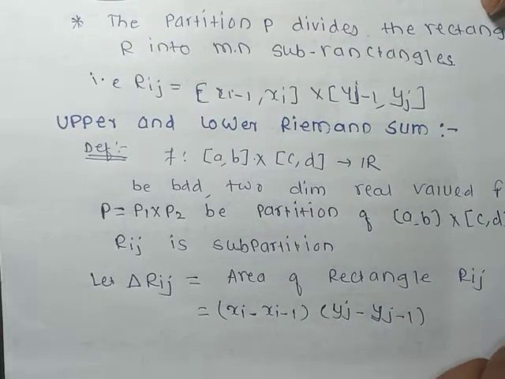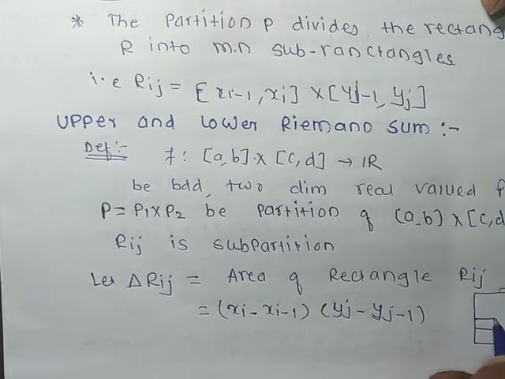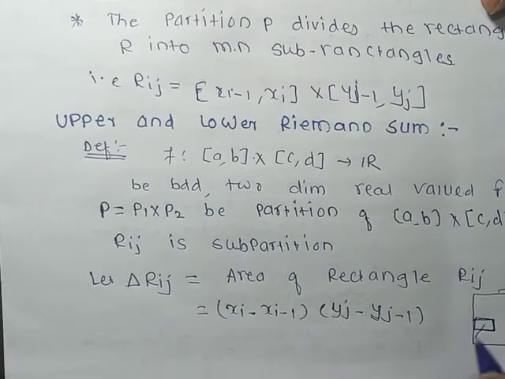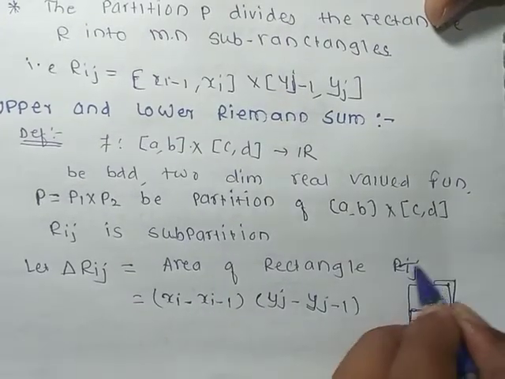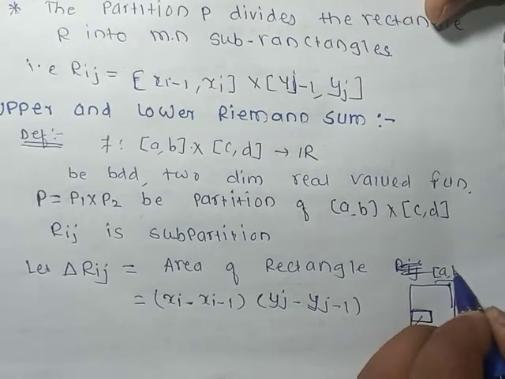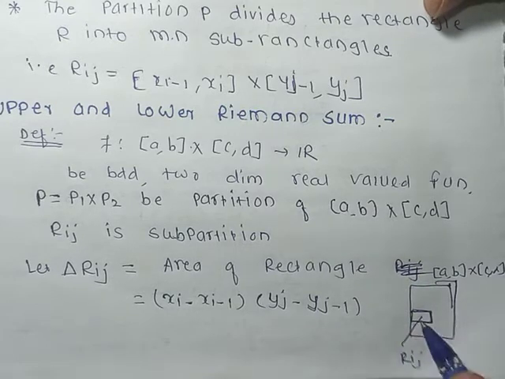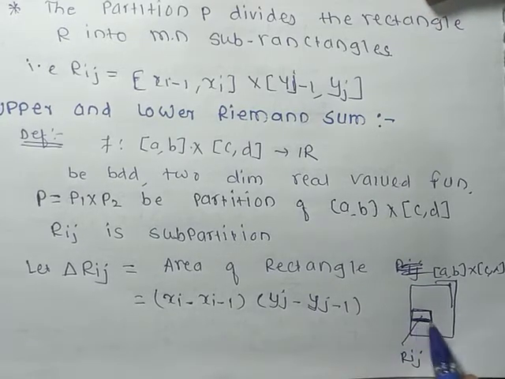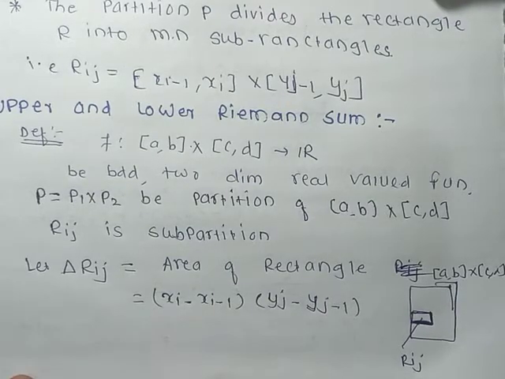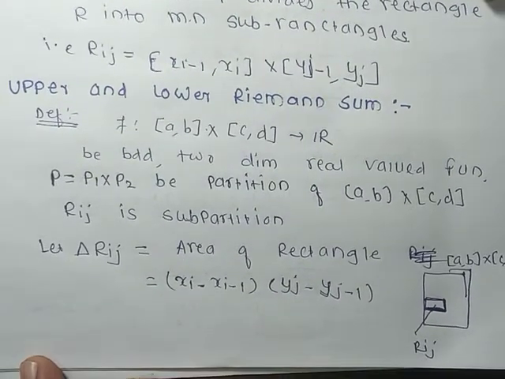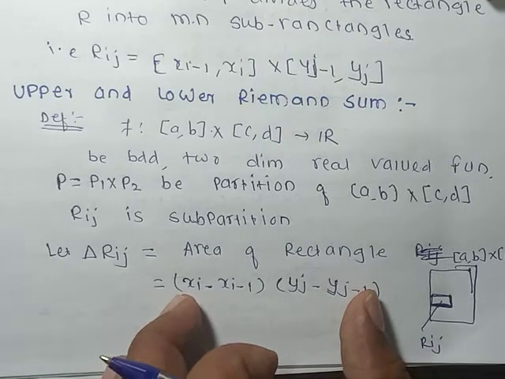Suppose this is our whole rectangle R, and suppose this is our Rij. This is the whole rectangle AB cross CD, and then the area is nothing but length into height, length into breadth. So a very basic formula. So this is the area of the subrectangle.